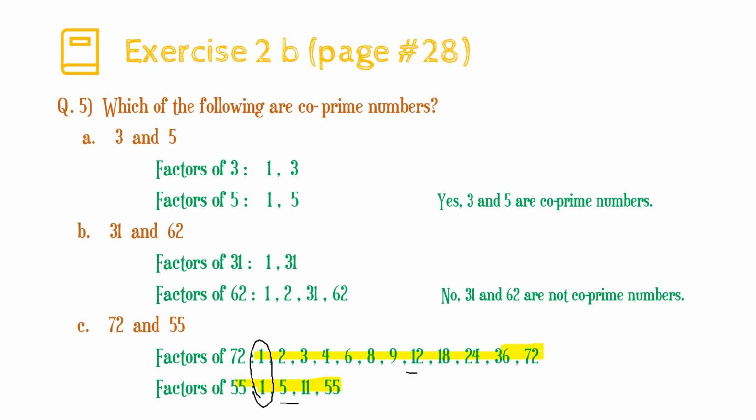It means 72 and 55 are co-prime numbers. Yes, 72 and 55 are co-prime numbers. So it was just a little revision. Now we'll start studying factors in detail.